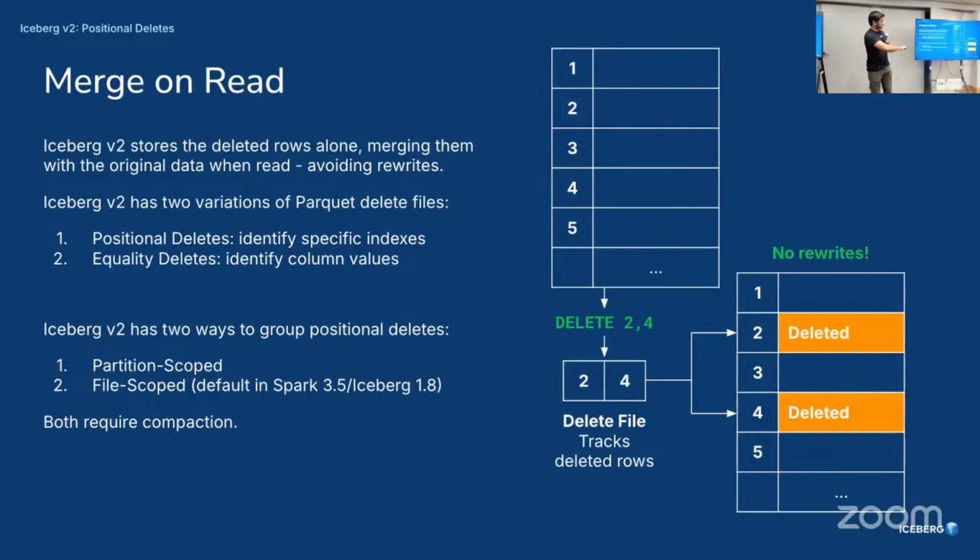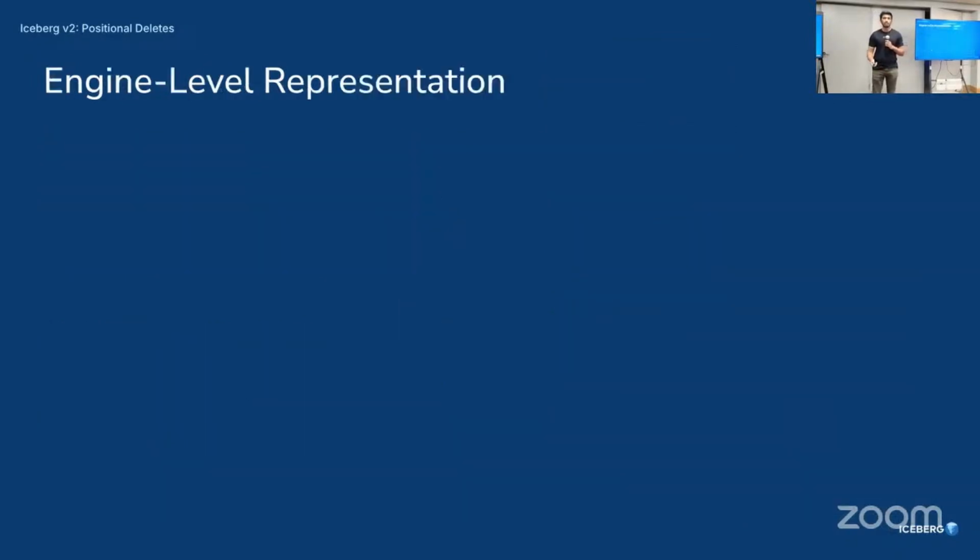I've spent all this time talking about how the Parquet delete file works, but it turns out that engines don't actually understand the Parquet delete file directly, and the engine level representation is actually entirely different. Let's start from the basics. There's this concept of a bitmap, where we're going to go ahead and store a bunch of indexes by using a map of bits that correspond to those indexes.